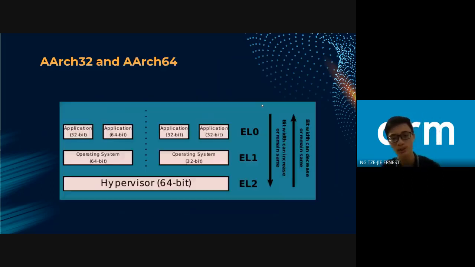With the introduction of the two states, it allows 32-bit applications to run in a 64-bit OS, and a 32-bit OS to run alongside under the AArch64 hypervisor. In short, the ARM version 8-A profile extends the old architecture while maintaining backward compatibility in AArch32.